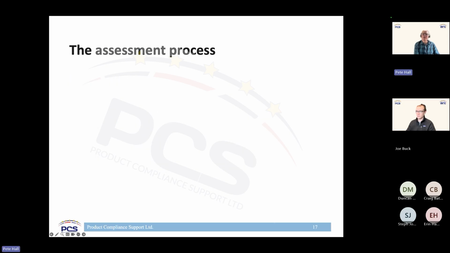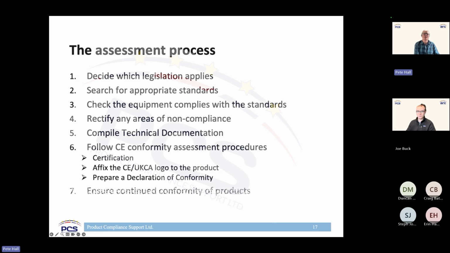So I'm not going to dwell because we've overrun a bit, so I'm not going to say what the assessment process is. I'll just put that up. So these are the steps in CE marking a product. From deciding which legislation through to making it comply, doing an assessment, and making sure all products comply, similar to the GPSR. So that's the end of the slideshow today.